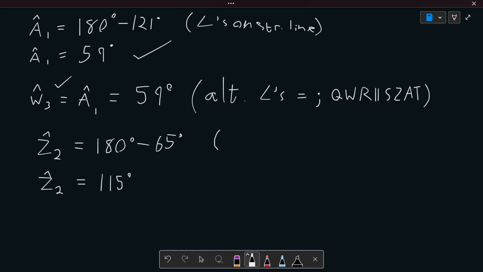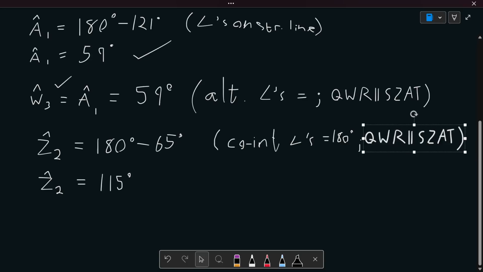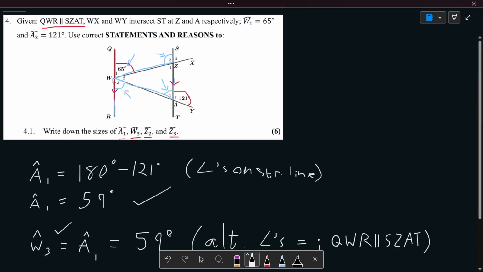So what reason did we use? We used the co-interior angles. So co-int angles equal 180 degrees. And then because, we have this exact same reason over here, so I'm just going to copy and paste it. Great stuff. So there's our reason for Z2, and we actually just found Z2 already. So it's nothing difficult. Now Z3 is the last one we are looking for.